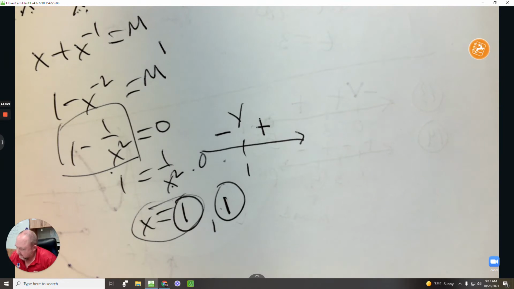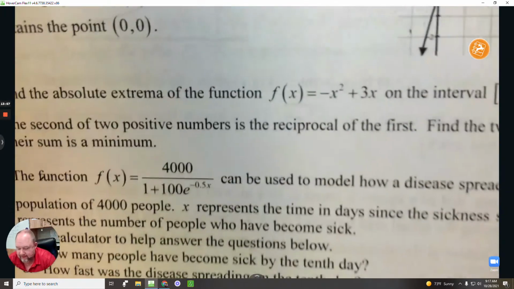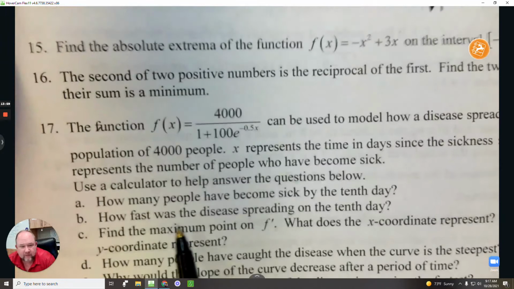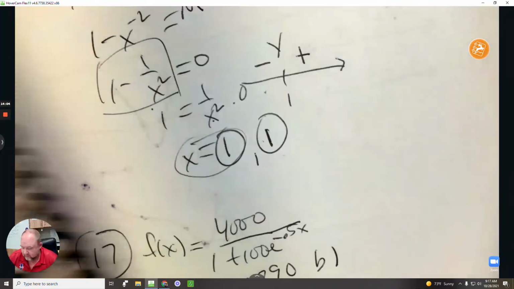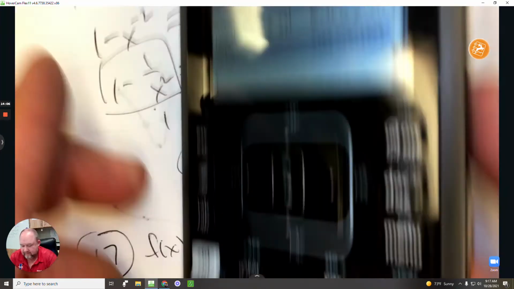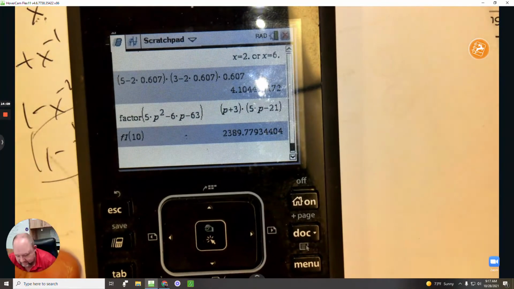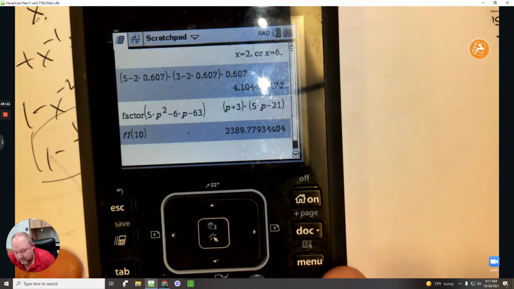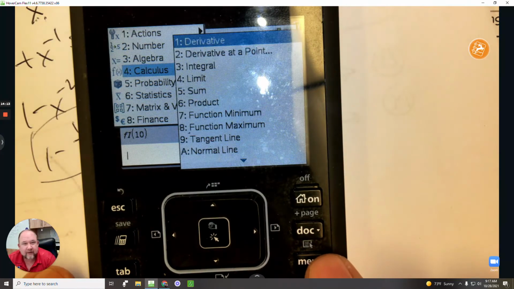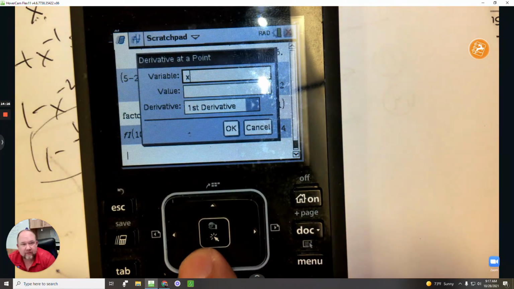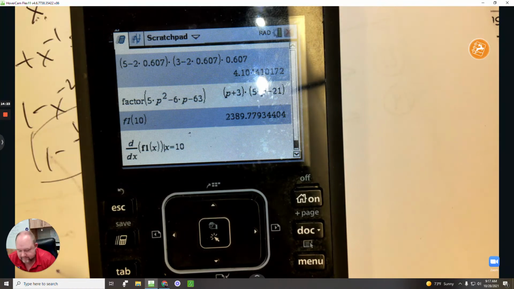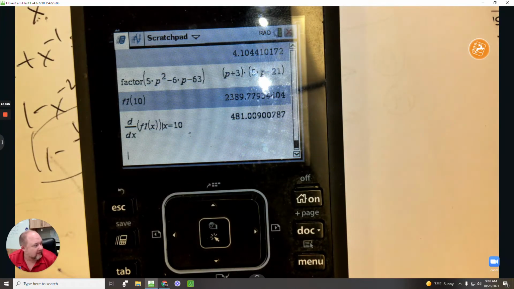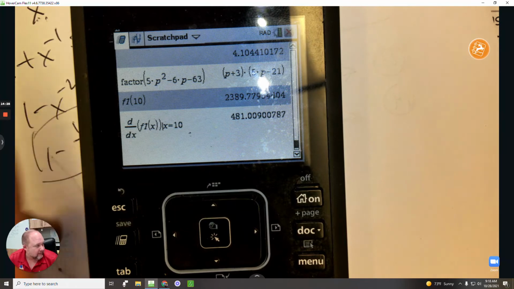In part B, it says, how fast was the disease spreading on the 10th day? That's a rate. So I need to take the derivative and plug in 10. So how do I do that? Now that I defined it, this is going to be a lot easier. So I want to go menu, calculus, derivative at a point. So it's at the 10th day, and then it's just F1 at x, right? I already defined it. So it's spreading at 481 people per day.